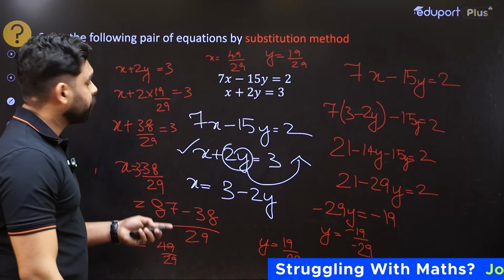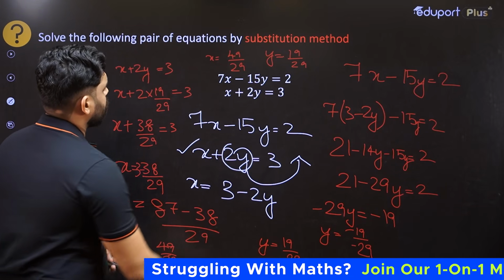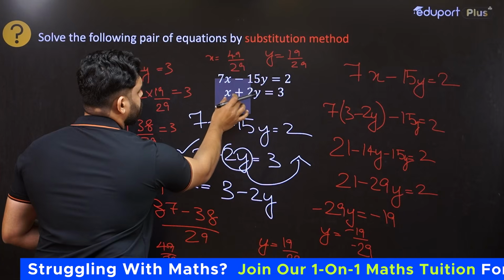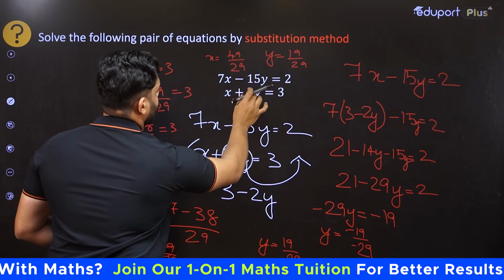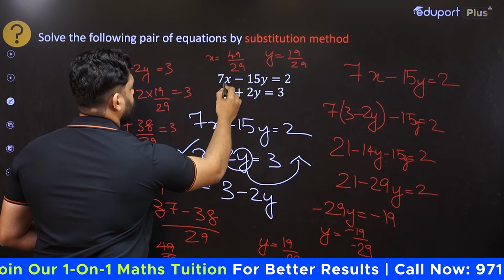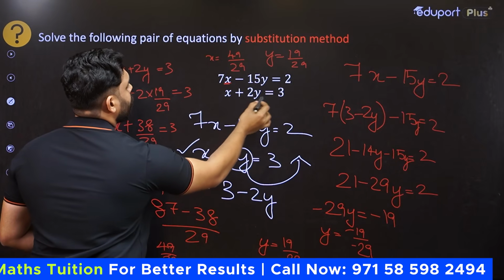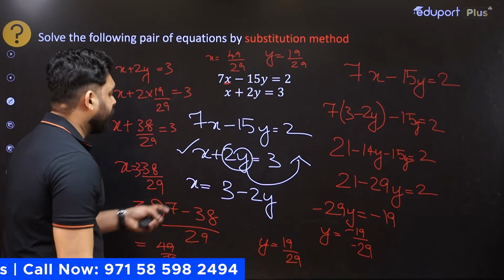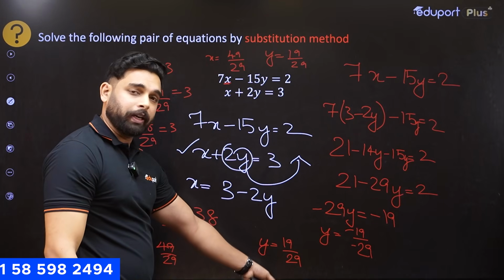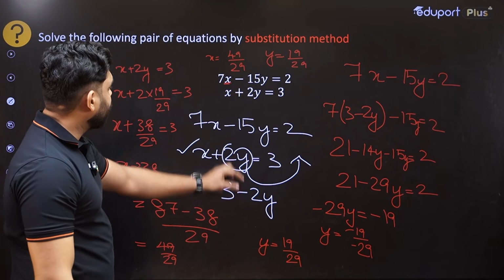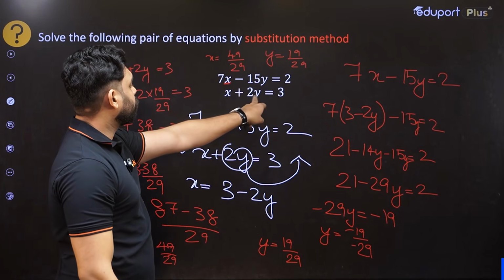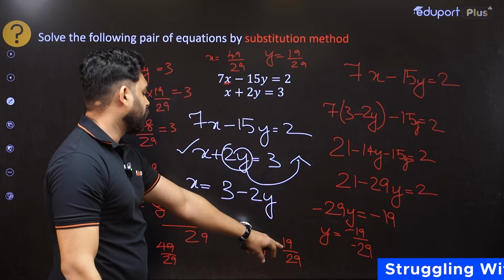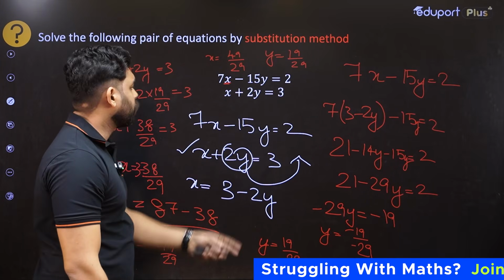Is it clear? Just find the x term from here, that is 3 minus 2y, substitute that in the first equation, that is 7 into 3 minus 2y, and find the value of y. You will get an answer for y, that is 19 by 29. Then put that result in the equation x plus 2y, instead of y substitute 19 by 29 and solve it. So you will get the final answer.